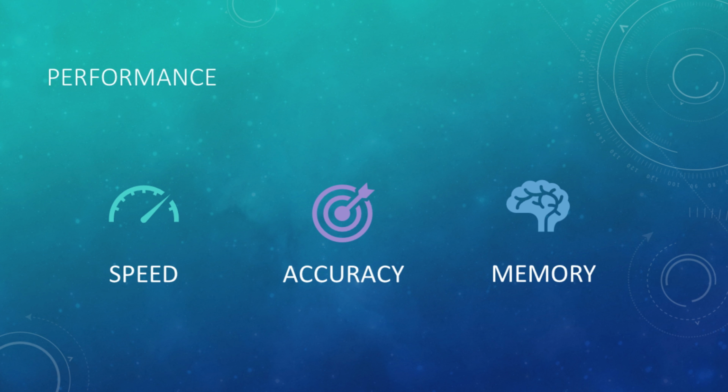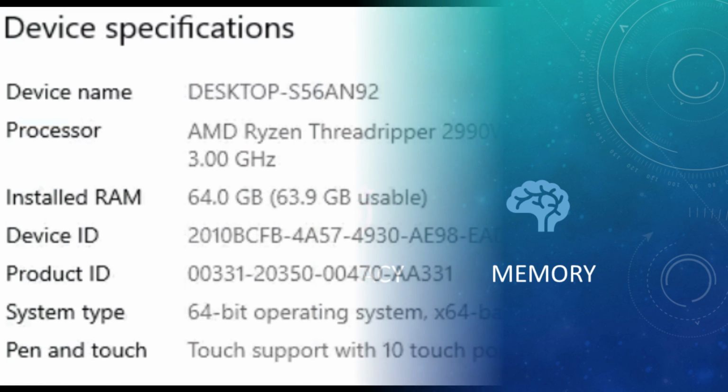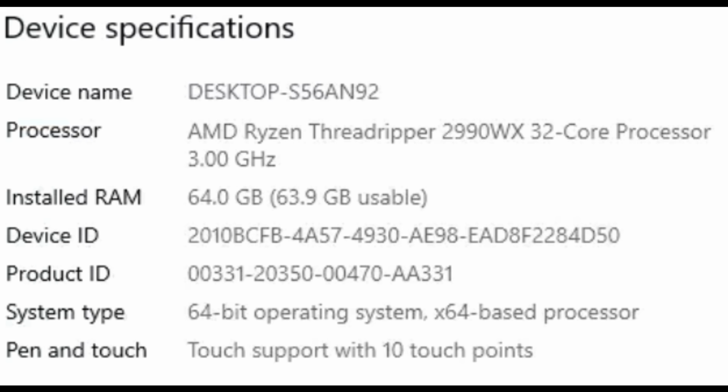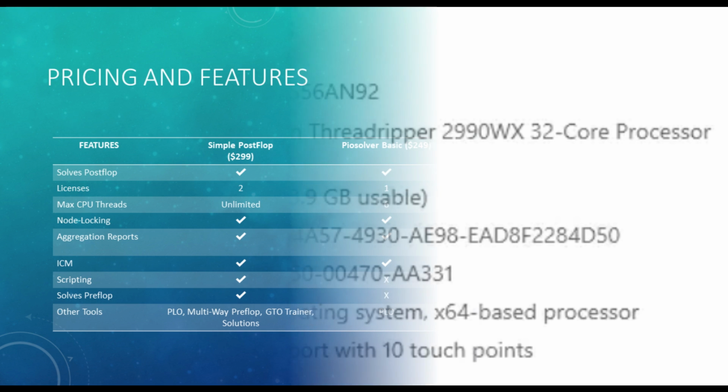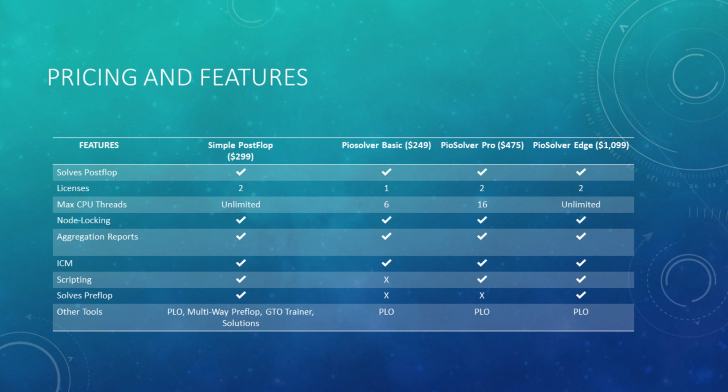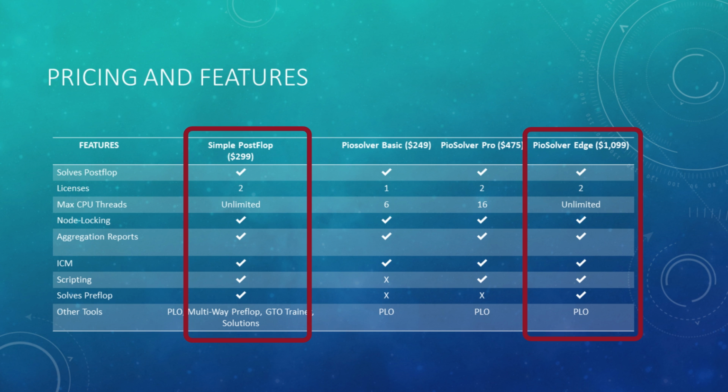Before we begin, I should note that this analysis will not be scientific at all and is based on my anecdotal experiences with the solvers and a small sample size of tests, so it should not be viewed as definitive. Also, I'm using a 32-core AMD processor with 64 GB of RAM, so results may vary depending on your particular machine. And finally, for these tests, I'll be running the sims using Simple PostFlop and PioSOLVER Edge, so this will be a bit of an apples to oranges comparison.